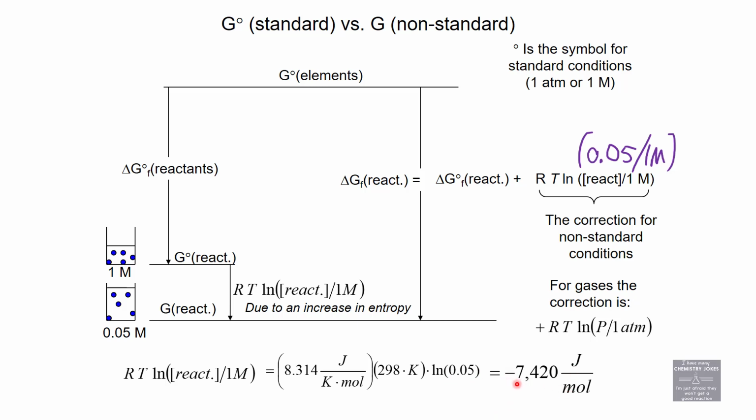Negative 7,420 joules per mole. That's a significant change to go from 1 molar to 0.05 molar. That can make a big difference in your reaction overall and whether it's spontaneous overall or not. This is how you determine delta G for a single reactant that was at non-standard concentration. What about when you have a whole reaction that's at non-standard concentrations?